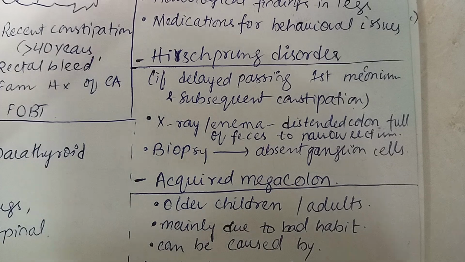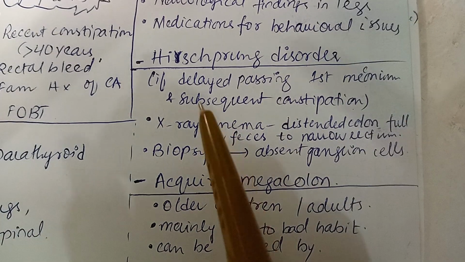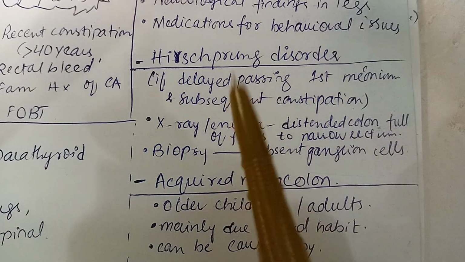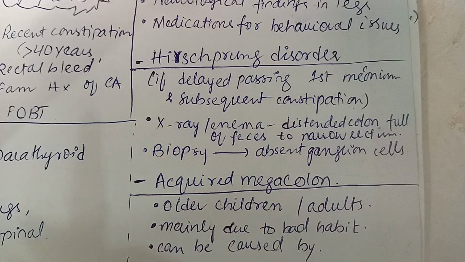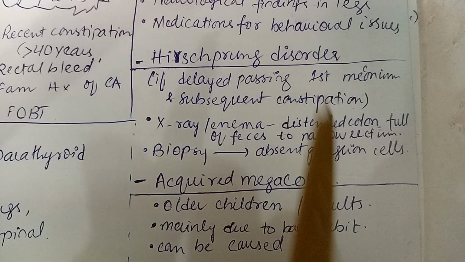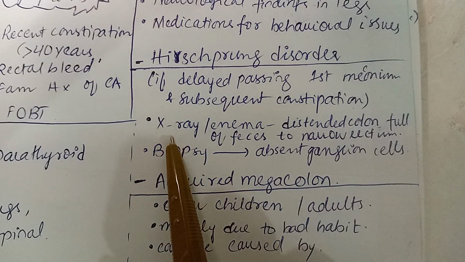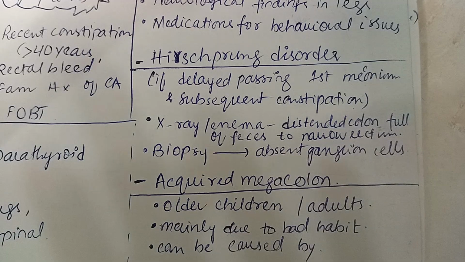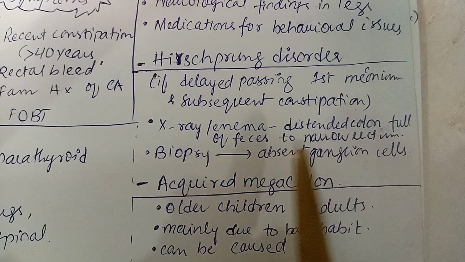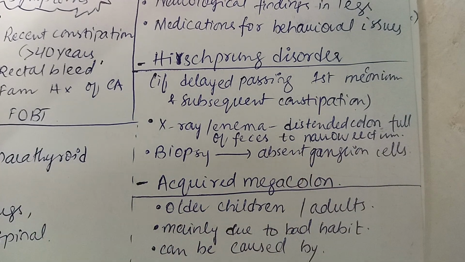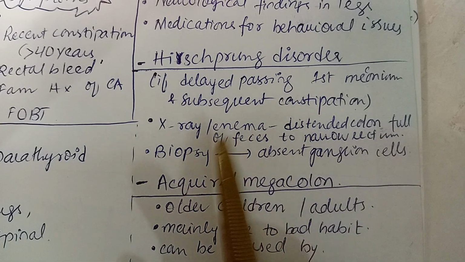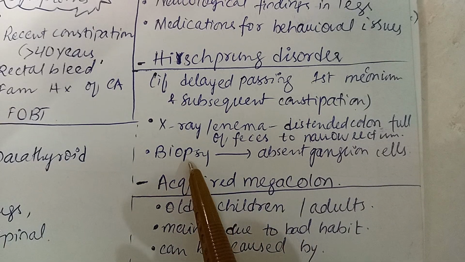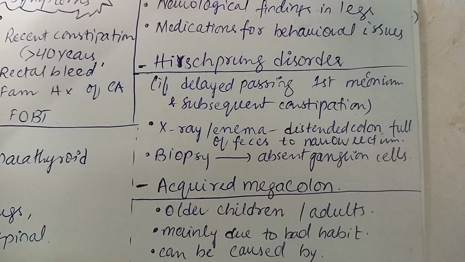Then we have two or three certain disorders, for example, Hirschsprung disorder. If there is a history of delayed passing of first meconium and then the patient has subsequent constipation, we will suspect Hirschsprung disorder. On X-ray or enema, there would be a distended colon, which is full of feces, but it will lead to a narrow rectum. This is the diagnostic finding on X-ray, and on biopsy there would be absent ganglionic cells.